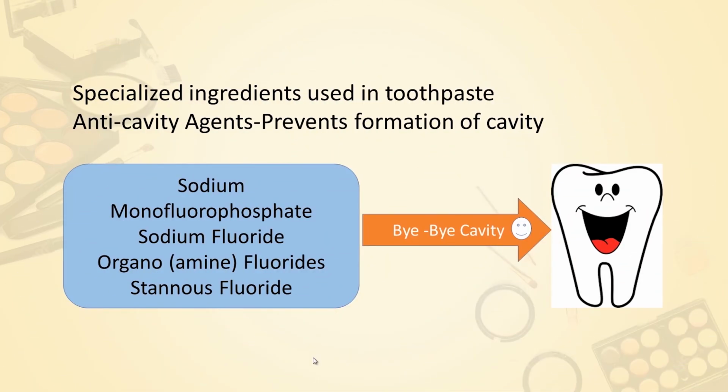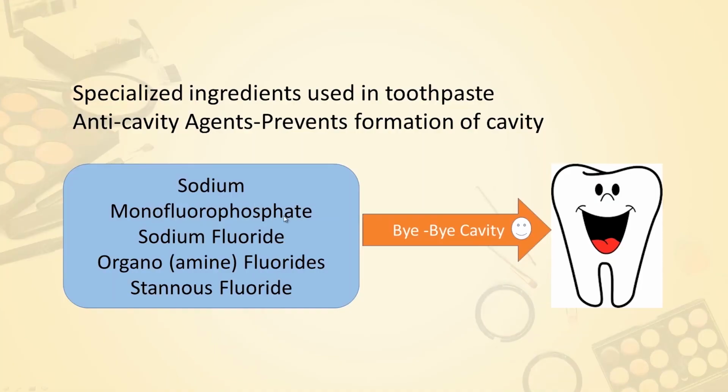There are a few specialized ingredients in toothpaste to impart the anti-cavity effect, so they are called anti-cavity agents. They prevent the formation of cavities, for example sodium monofluorophosphate, sodium fluoride, organoamide fluoride and stannous fluoride. These are ingredients added in the formulation to impart the anti-cavity effect.